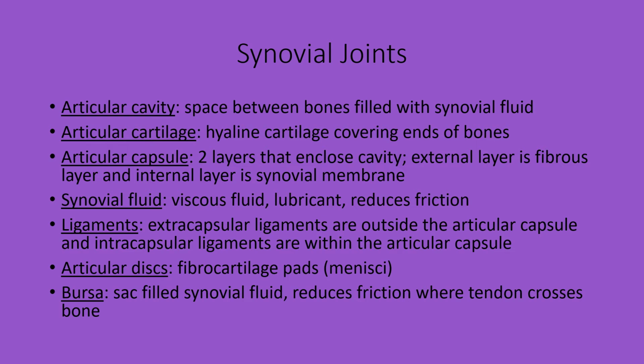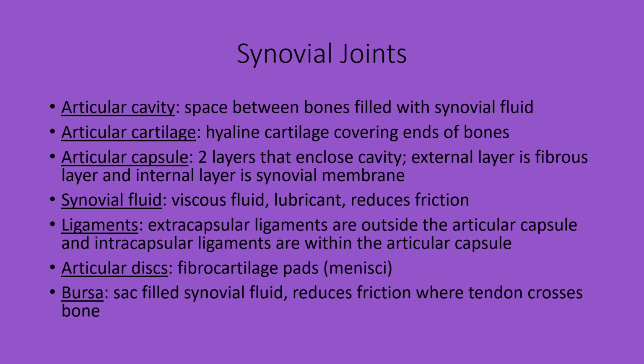So if you look at a synovial joint, there are several components of it. The articular cavity, just remember, articular just refers to the joint. So the articular cavity, that is that space that's between the bones that are involved with that joint, and it's going to be filled with synovial fluid. The articular cartilage, this is hyaline cartilage. It's covering the ends of the bone that are coming together in that joint. It's helping to protect the ends of the bones. You don't want bone rubbing on bone. That's going to be very, very painful.